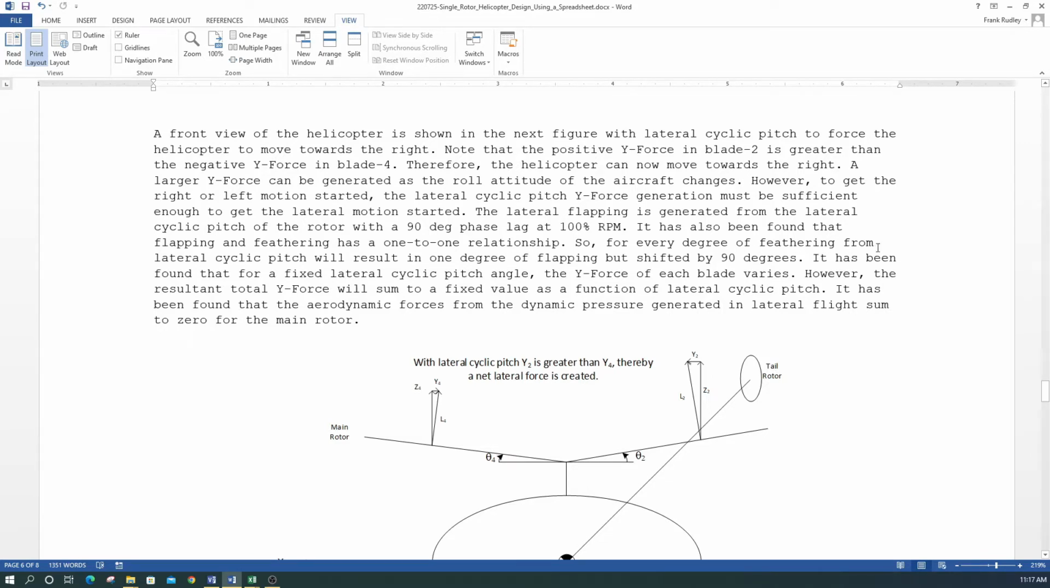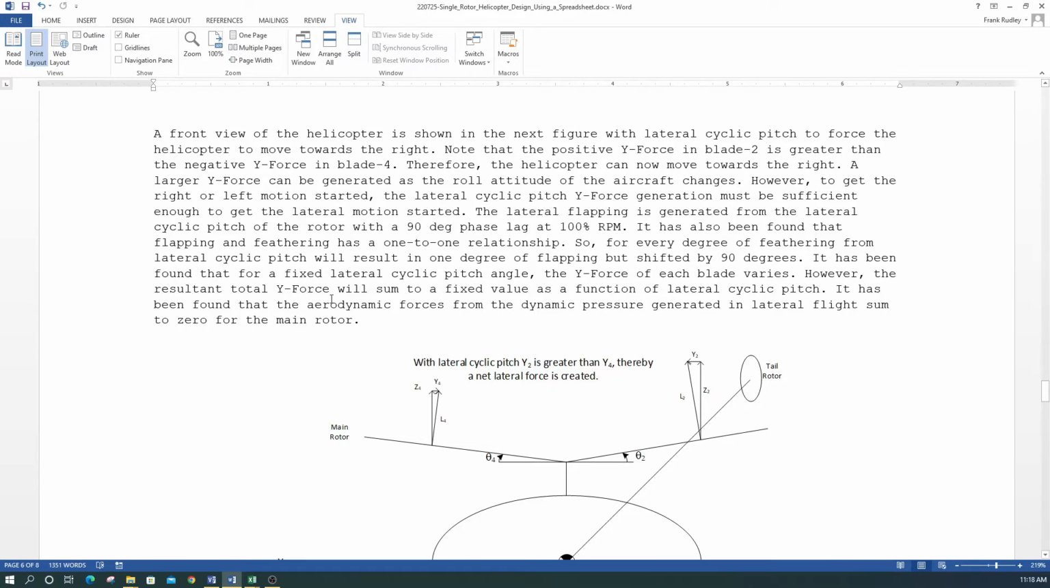So every degree of feathering from lateral cyclic pitch will result in 1 degree of flapping, but shifted by 90 degrees of azimuth. It has been found that for a fixed lateral cyclic pitch angle, the Y force of each blade varies. However, the resultant total Y force will sum to a fixed value as a function of lateral cyclic pitch. So what we're saying is that these Y forces vary all over on the blade itself, but if you sum all 4 blades, it becomes pretty much a constant relative to lateral cyclic pitch.